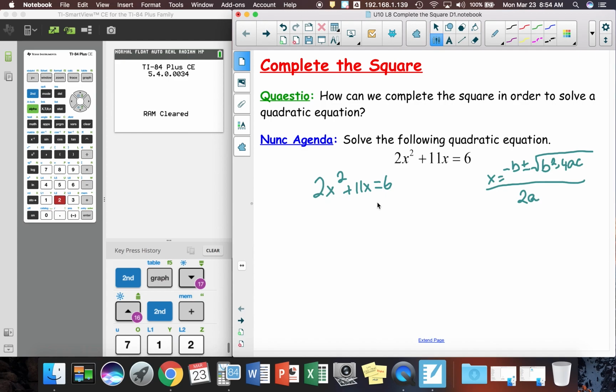Alright, so in order to use the quadratic formula, we have to identify a, b, and c. And in order to do that, we need it in standard form. We need it in ax squared, so that means x squared comes first, plus bx, that means x comes second, plus c, the constant by itself. And it has to be equal to 0. So as of right now, it's not equal to 0. I need to get rid of this 6. I'm going to subtract 6 on both sides.